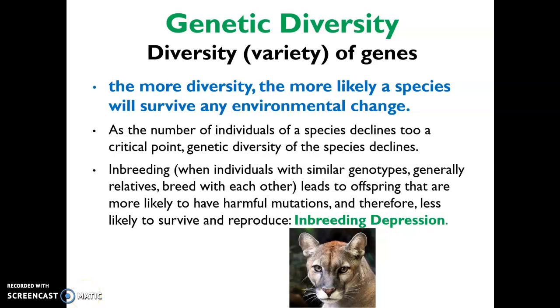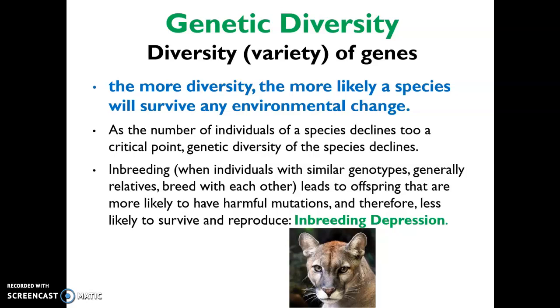So in the second screencast on Chapter 13, Biodiversity, we're going to look at genetic diversity. We're going to look at the types of species that are threatened with extinction, and we're going to look at the levels of threat of extinction. So first we'll start with genetic diversity, which is the variety of genes within a single species.